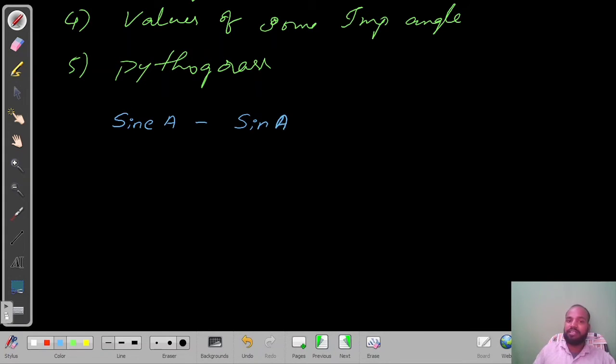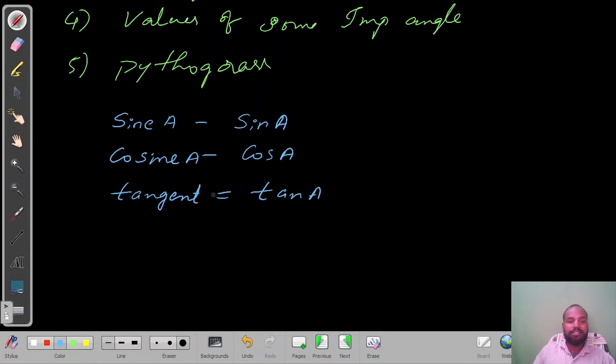Sine A, we simply call it sin A. Next, cosine. Cosine A we simply call cos A. Next, tangent. With tangent we simply call them tan A. Tangent A is nothing but tan A.